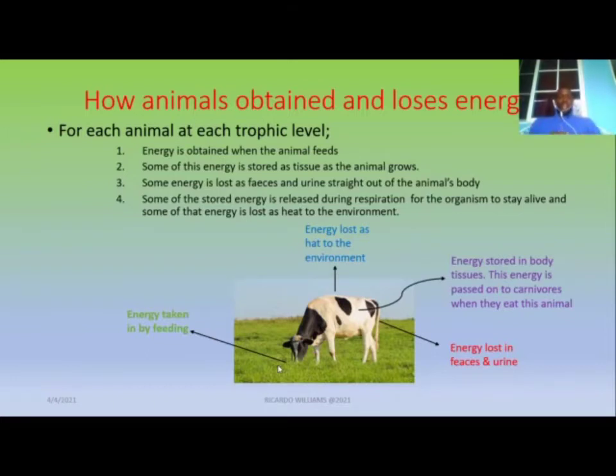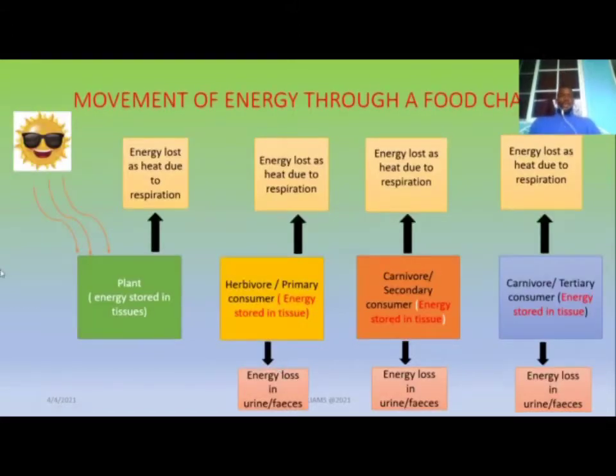You see, once you feed the goat continually, the goat will get fat. Or the chickens, once you feed them continually, they get fat. Good. Because they're storing the energy from the food they eat in their body tissues, and it makes them get fat. Now look at how the energy moves through a food chain.